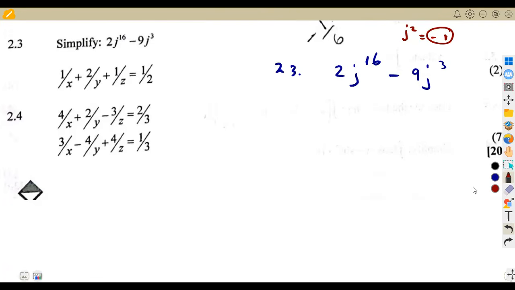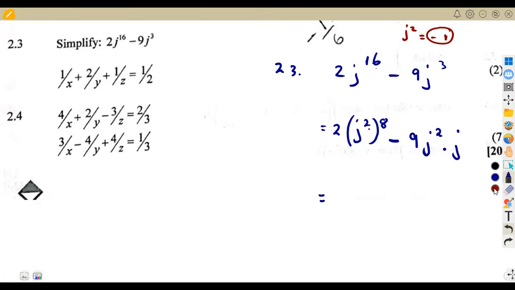So if we consider 16, it's direct, because it can be given as j squared to the exponent of 8. 16 divided by 2 is a direct 8. But with minus 9j to the exponent of 3, if you divide 3 by 2, we are not going to obtain an exact value. So we write this as minus 9j squared times j. We must multiply by a j so that it gives us j to the exponent of 3. What we want is to have j squared first, then whatever follows, follows.